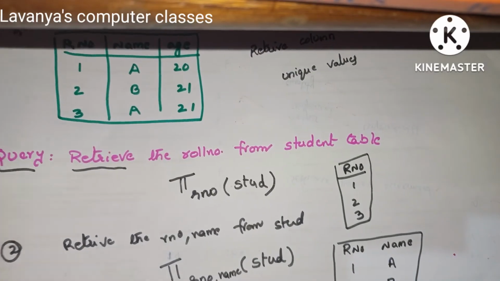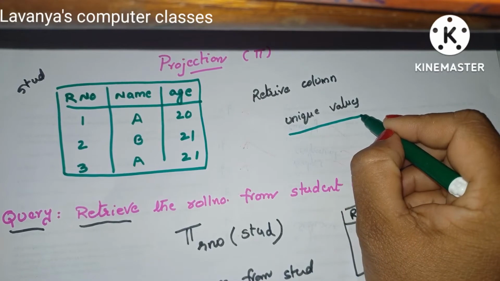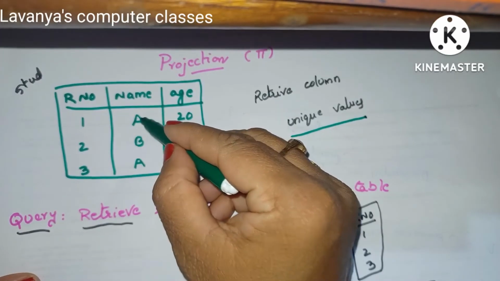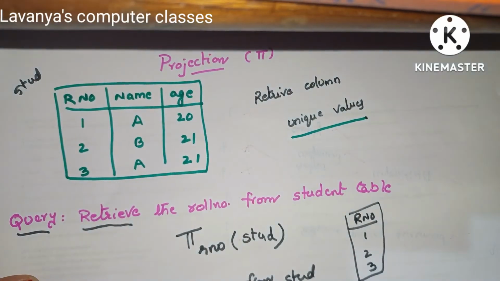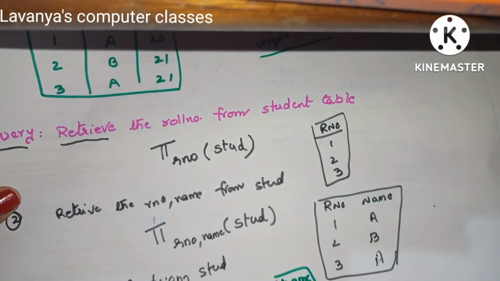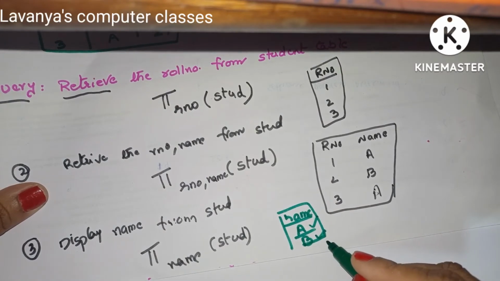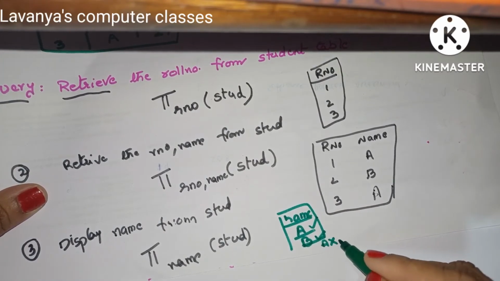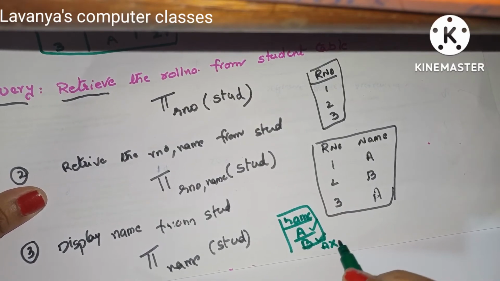Why? Because pi, as I already said, projection takes only unique values. Here A, B, A is repeated again. That's why A is displayed the first time because it is a unique value. Then B is displayed. The third time, A is repeated already, so it is not displayed. That is the very, very important thing we have to remember in pi.